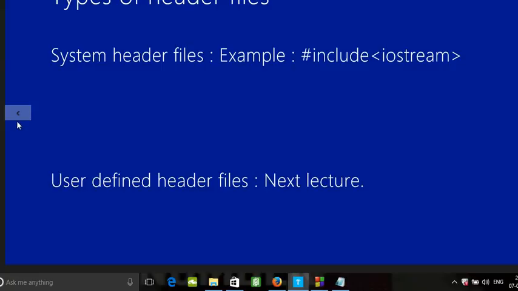Now we will discuss the types of header files. There are two types of header files. One is system header files, as we have seen, #include <iostream>. Another is the user-defined header file. We can also define our own header files and we can use them in our code, which will be discussed in the next lecture.